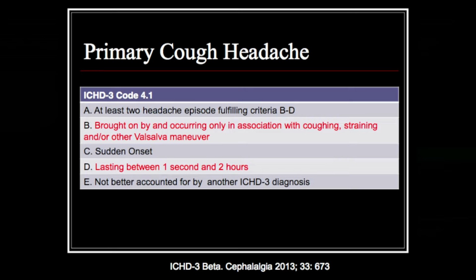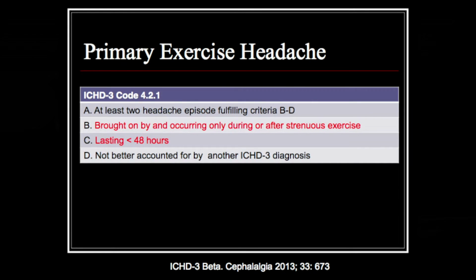And typically when you have a cough headache, you're going to want to rule out things like a Chiari malformation or other secondary causes of increased intracranial hypertension, brain tumors with a mass effect, and so forth. So you're going to want to get MRIs, and some physicians would also do an MRA to exclude intracranial aneurysms in this situation as well. But once those have been excluded, you can make that primary diagnosis.